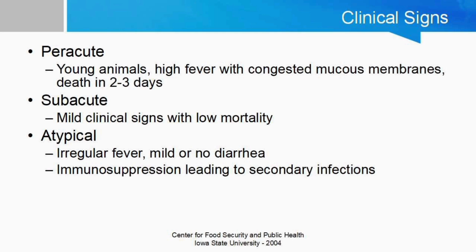The peracute cases usually occur in young animals that show a high fever and congested mucous membranes, resulting in death in 2 to 3 days. The subacute form of the Rinderpest virus shows mild clinical signs combined with low mortality rates. The atypical form is characterized by an irregular pyrexia and mild or no diarrhea. Immunosuppression due to the virus's lymphotropic tendency can lead to secondary infection as well as the emergence of latent infections.